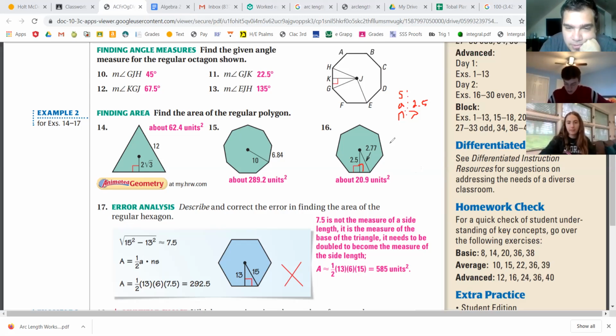Pythagorean theorem. Good. So let's do the Pythagorean theorem. So 2.5 squared plus b squared. I don't know what b squared is. It doesn't matter which one you call a and b, by the way, just a reminder.